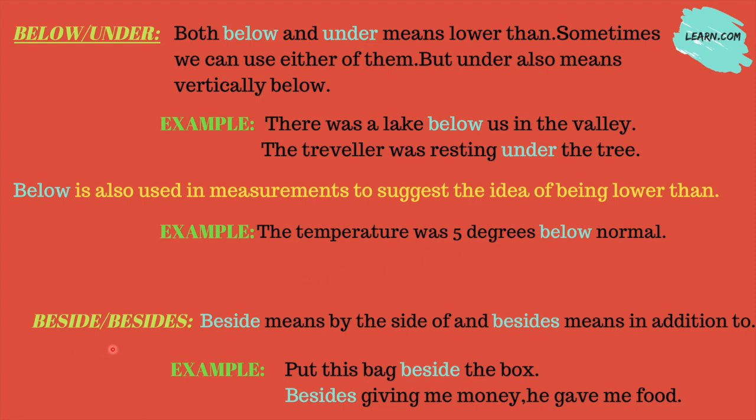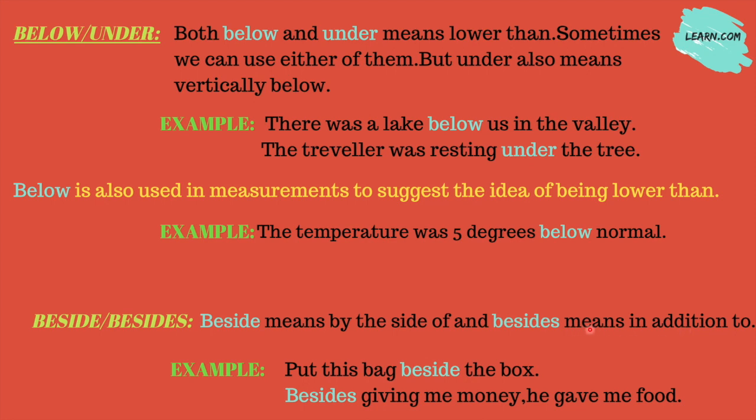Next one is beside and besides. Beside means by the side of, and besides means in addition to. Beside means by the side of, meaning if someone is sitting next to me, for example my friend Alex is sitting next to me, I would say that Alex is sitting beside me, right, next to me. And besides means in addition to. In addition to means apart from something, some extra.